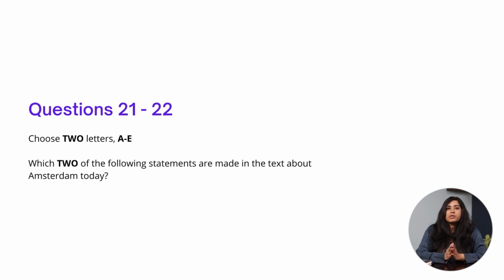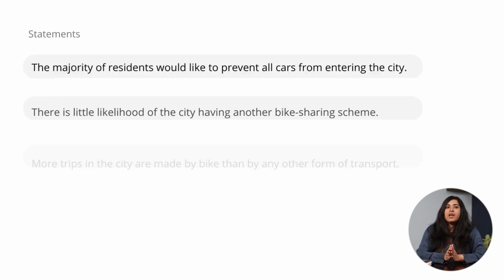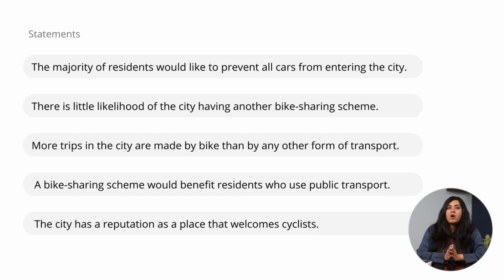Now the same thing goes for questions 21 and 22. Let's have a look. Which two of the following statements are made in the text about Amsterdam today? A. The majority of residents would like to prevent all cars from entering the city. B. There is little likelihood of the city having another bike sharing scheme. C. More trips in the city are made by bike than any other form of transport. D. A bike sharing scheme would benefit residents who use public transport. And E. The city has a reputation as a place that welcomes cyclists.